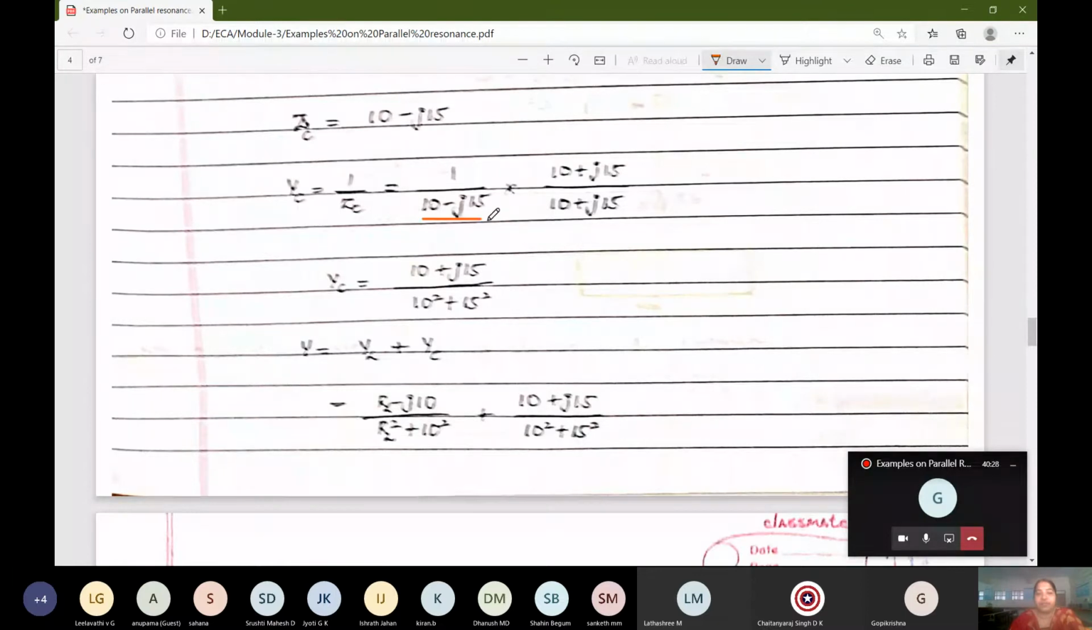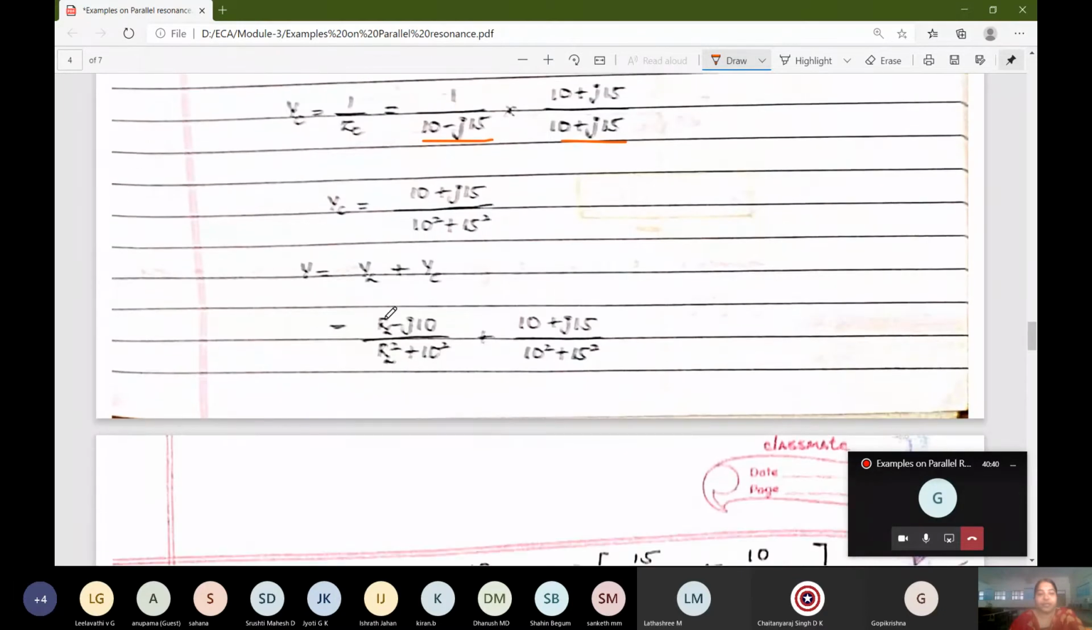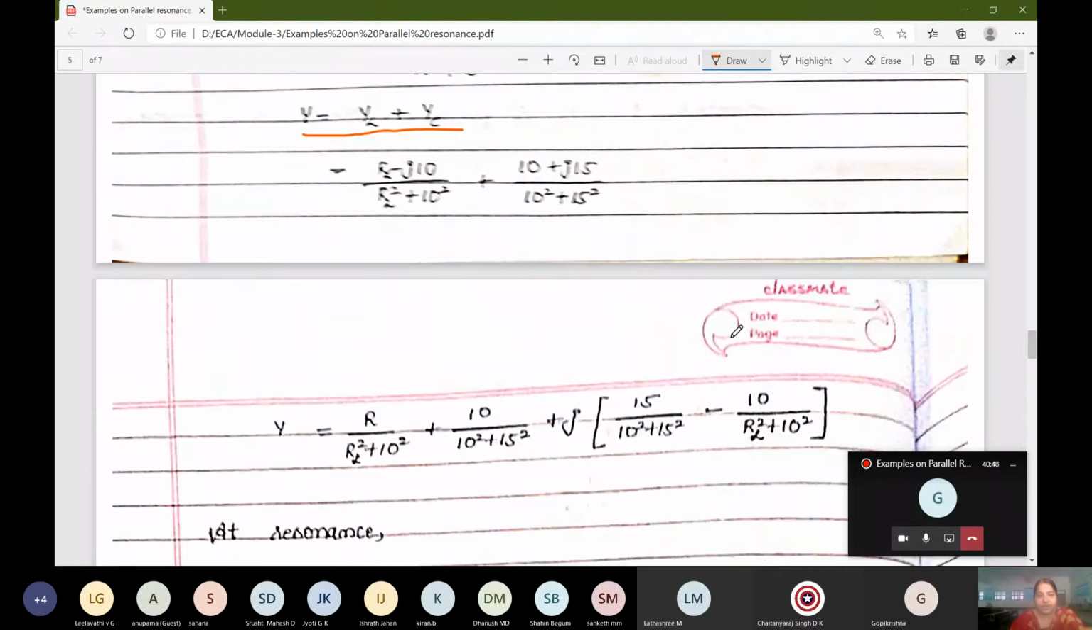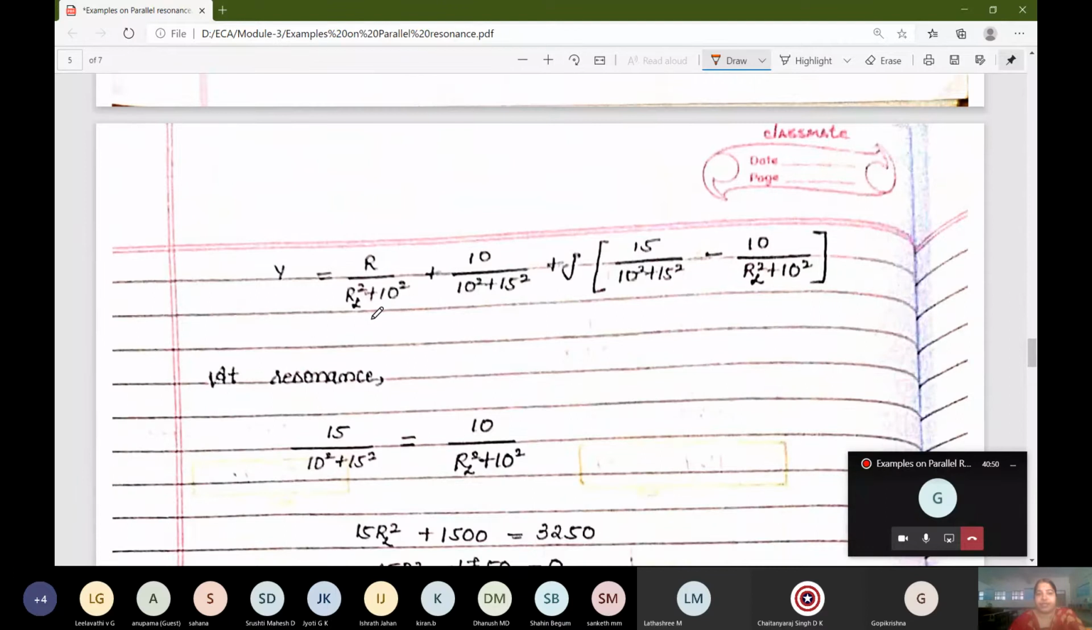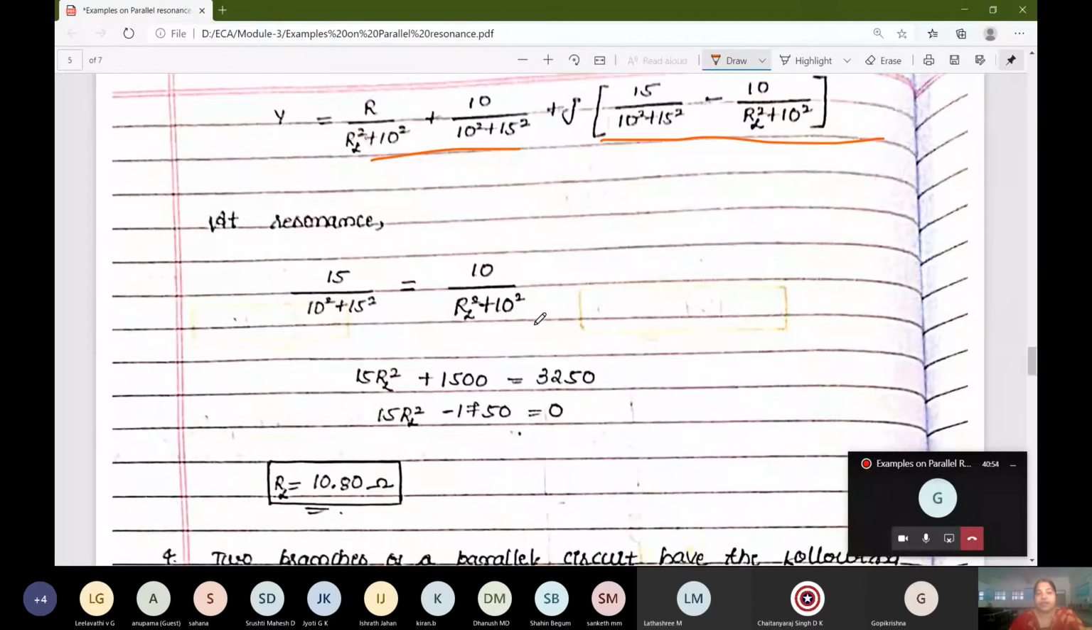After rationalizing, just remember this formula. This is A plus B and A minus B. It is nothing but A square minus B square, that has been written here, and J square will become minus of minus plus. So you'll get plus here. And so Y is equal to YL plus YC. Combine both. Write both the equations together. After writing both the equations, separate the real terms and imaginary terms and equate it to 0.